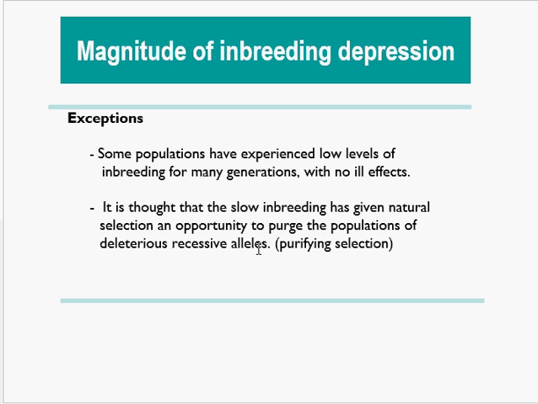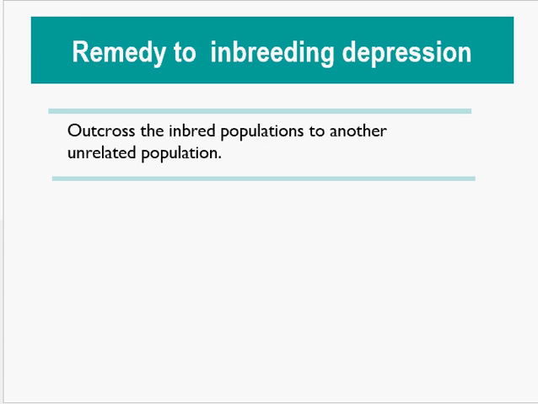So how do we get rid of inbreeding depression? Simple. You outcross an inbred population to another unrelated population. So if you have a population in a protected area which is inbred, all you need to do is bring in individuals from another population, and you will relieve that inbreeding depression.